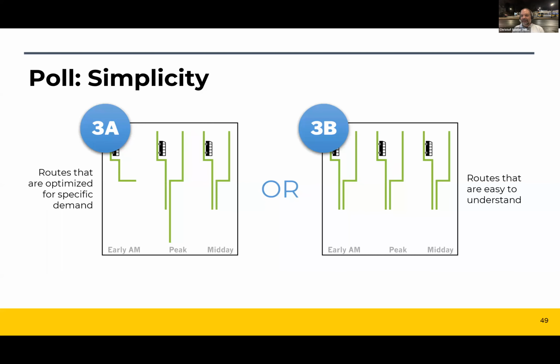Okay, let's go ahead and close the poll. So 62% in favor of routes that are easy to understand, 38% in favor of optimizing for specific demand. And obviously you can feel free to share your comments in the chat as to why you voted the way you did. Next slide.